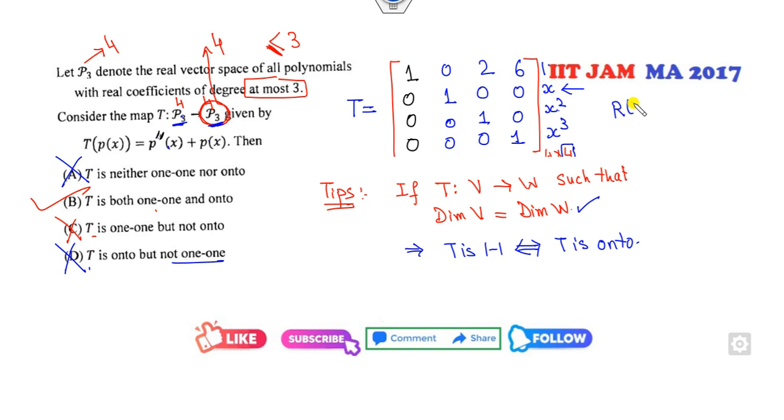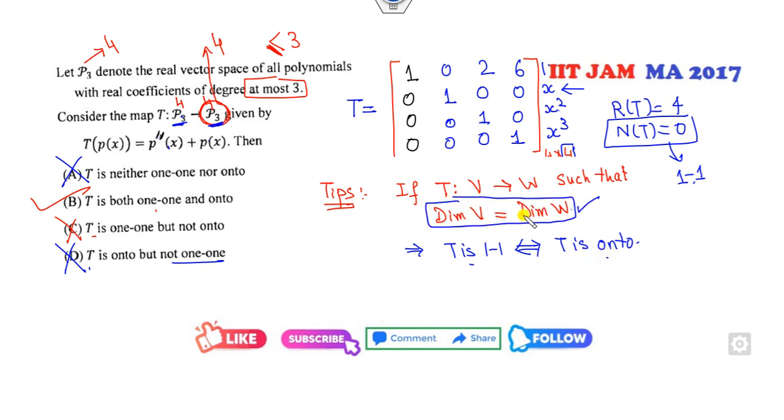And I proved that rank of T is my 4. Nullity of this is my 0. So what does it mean? From here I got it's one-one. So one-one implies onto. This condition happens only when both have the same dimension. Fine. So it means this option is again the correct option. Or in other words, this means when you have a square matrix.